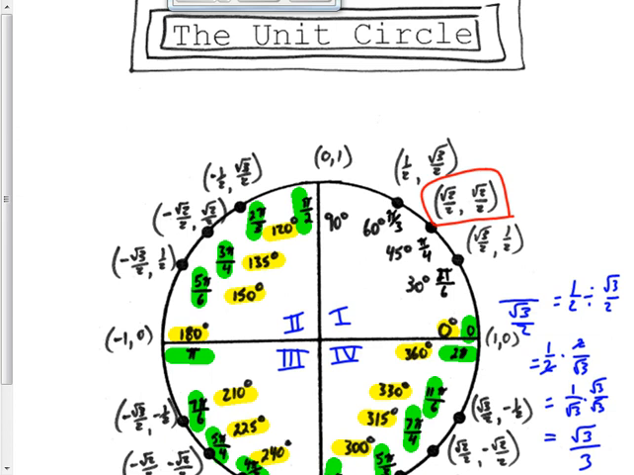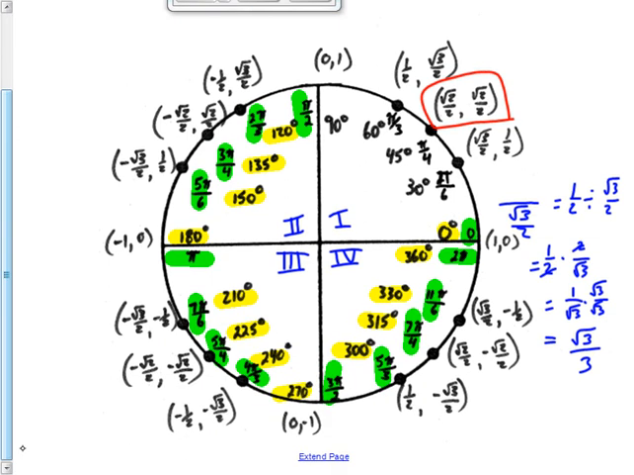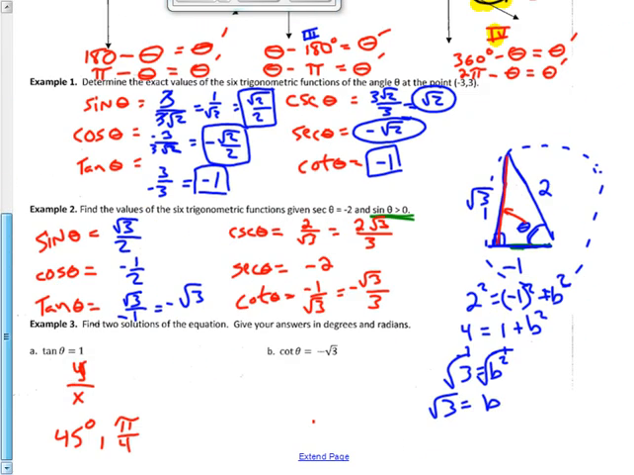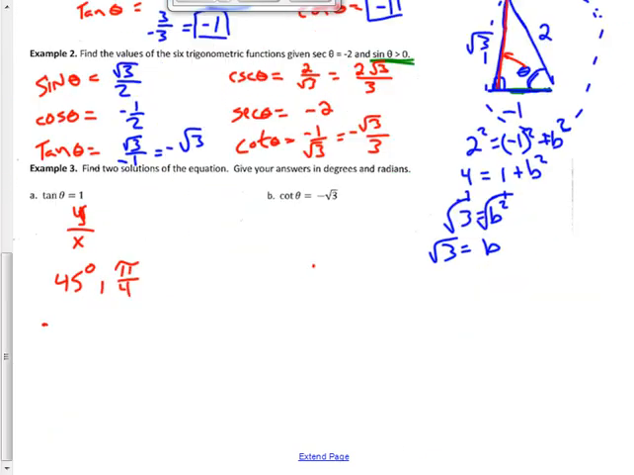My other answer, where it's the same, is down here at negative square root of 2 over 2 and negative square root of 2 over 2, so 5 pi over 4 and 225 degrees. So 225 degrees and 5 pi over 4.